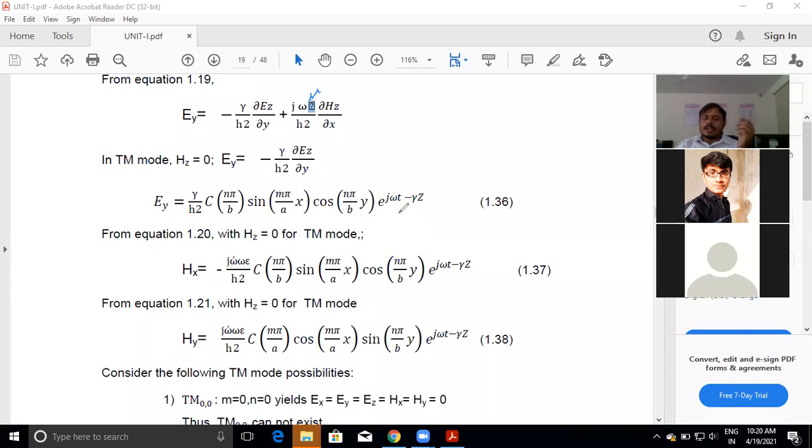Now the mode you can write like TMmn mode. I will explain later why it is like this. So T, M, and then mn. So TMmn mode, where m and n are integers. You can write TM00, TM01, TM10, TM11, TM12, TM21, TM22, then 31, 32, 13. Like that, you can write different combinations. This is mn. So TM with suffix mn. So you can have different TM modes.